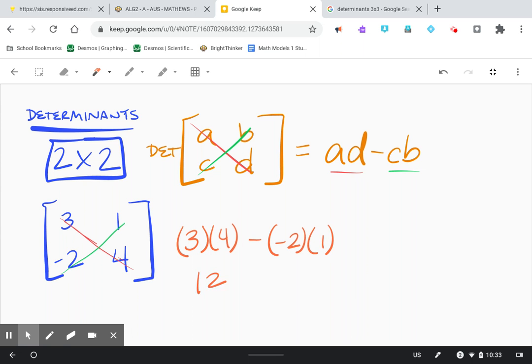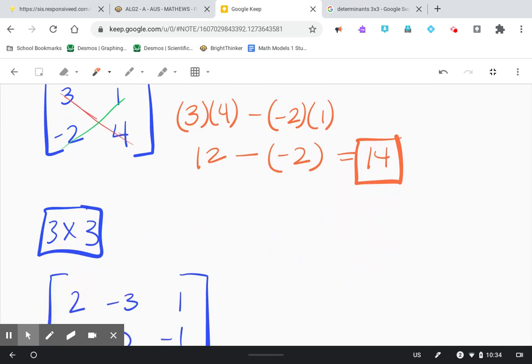3 times 4 is 12, minus -2 times 1 is -2. 12 minus -2 is positive 14, and that would be the determinant of that matrix. And that's it for 2 by 2 matrices. You just have to do the downward diagonal minus the upward diagonal, and you're done.